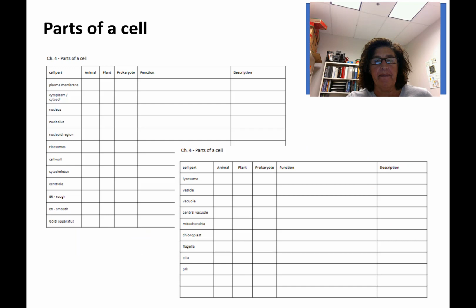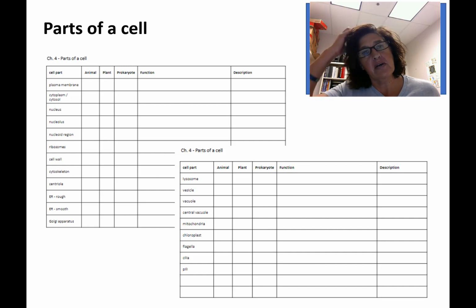Okay, so next we're on to parts of a cell. You will have a sheet like this. I encourage you to fill it out maybe in a day or so and test yourself with this. This is a great way to study. So we're going to stop here, and the next lecture video will be about eukaryotic organelles.